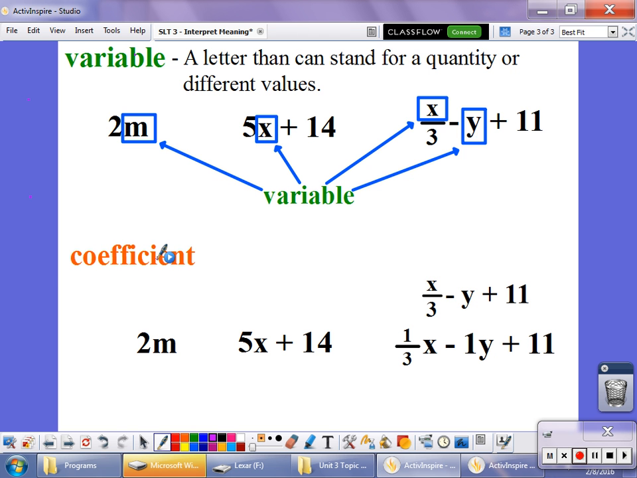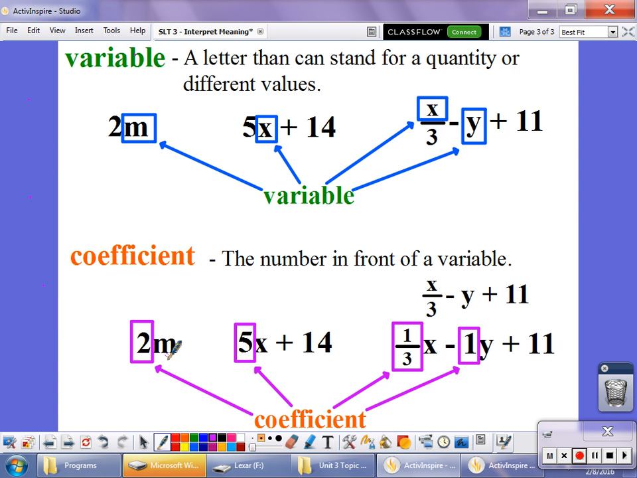And then finally, a new vocabulary word is a coefficient. The coefficient is the number that's in front of your variable. So when you look at 2 times m, m is your variable, so your coefficient is the number in front of it, 2. So 5 times x, x is the variable, the coefficient is 5.